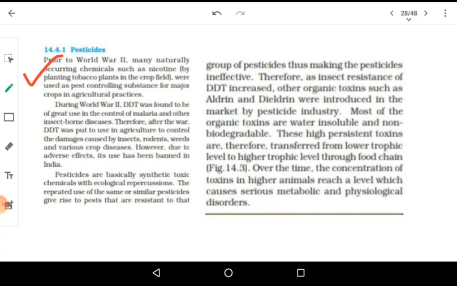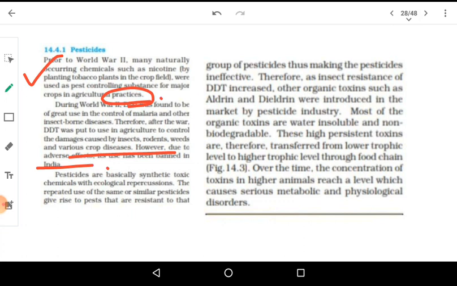During World War II, what happened? DDT was found to be very useful for the control of malaria and other disease causing microbes. Therefore, after the war, DDT was used in agriculture to control the damage caused by insects, rodents, weeds, and various crop diseases. However, due to its adverse effects, it has been banned in India. Pesticides are basically synthetic toxic chemicals with ecological repercussions.